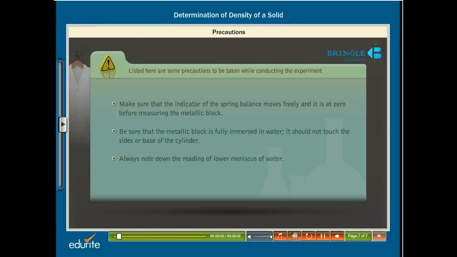Listed here are some precautions to be taken while conducting the experiment. Make sure that the indicator of the spring balance moves freely and it is at 0 before measuring the metallic block. Be sure that the metallic block is fully immersed in water. It should not touch the sides or base of the cylinder. Always note down the reading of lower meniscus of water.